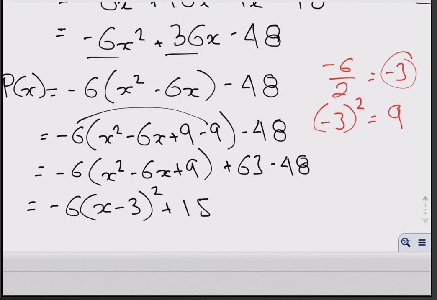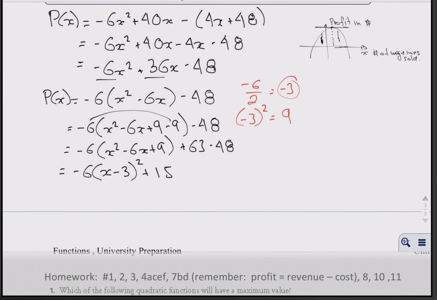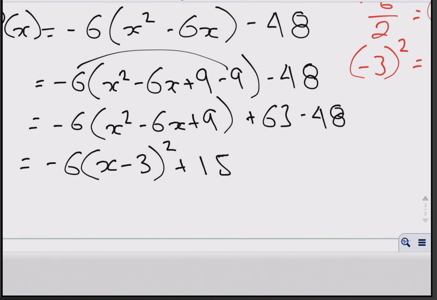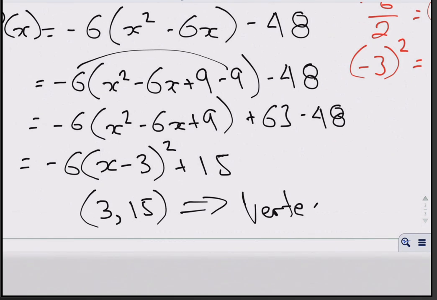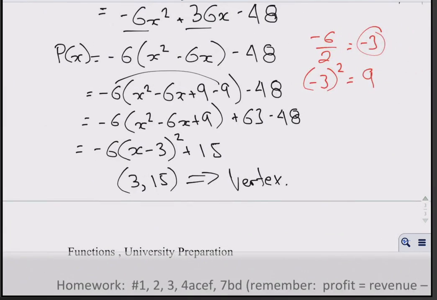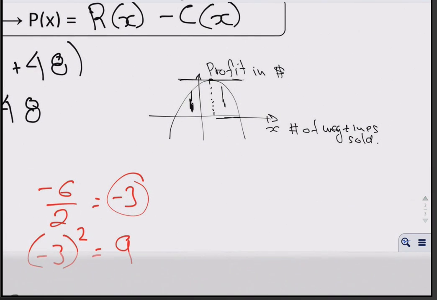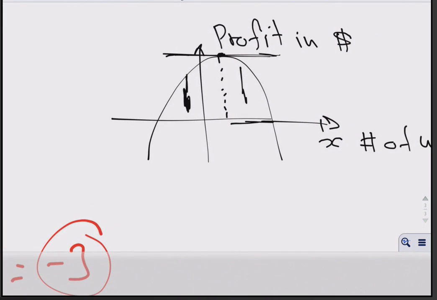So, what does this mean in terms of my actual situation? My vertex is going to be (3, 15). This is my vertex. And in my diagram here, that means here I have a 3 and my y value is 15.